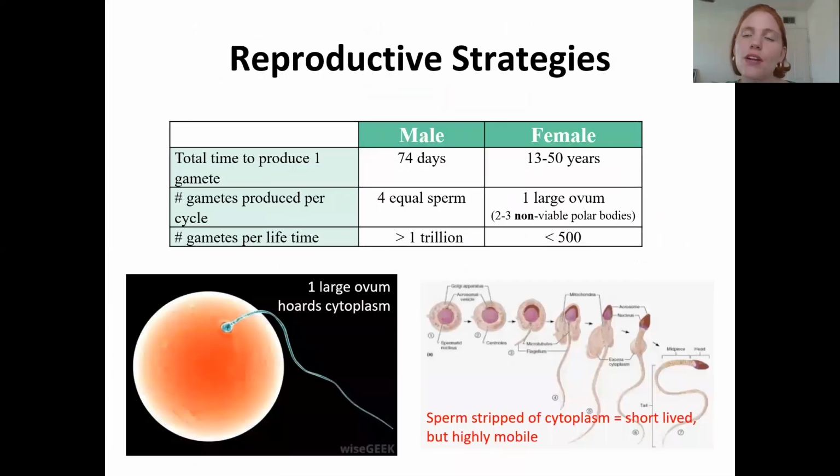Now let's take a moment to compare and contrast the female and the male reproductive strategies. First I want to look at how long it takes to get that functioning gamete. Remember that males, from the start of puberty through pretty much the rest of their life, are continuously producing those gametes. If you look at the time it takes from the stem cell through the entire spermatogenesis process until you get a fully functioning sperm, it takes about 74 days. So not a whole ton of time. And remember, this is constant.